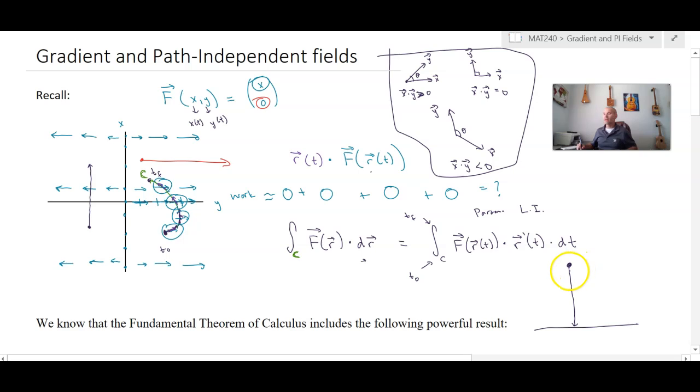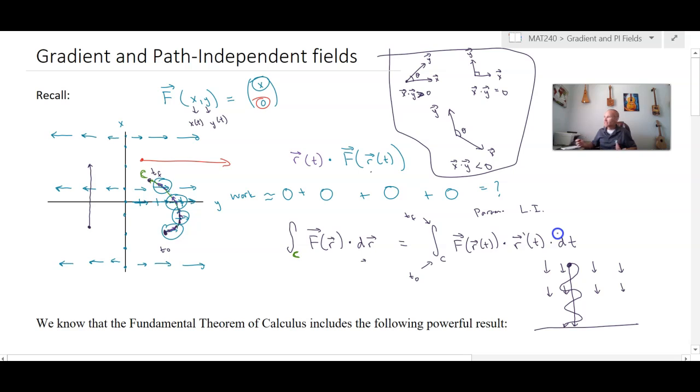Another way would be for me to hold this object and kind of curve it back and forth, kind of like this, and then place it on the ground. Well, if the only force vector is the constant force of gravity, then notice that the amount of work in both cases is going to be the same.